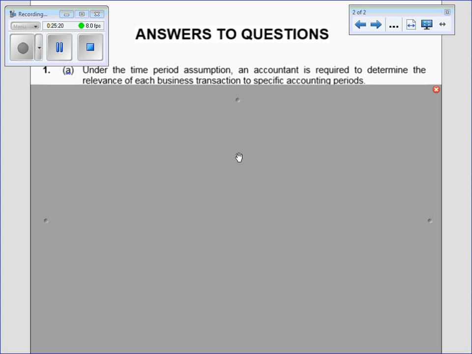1B, explain terms, fiscal year, calendar year, and interim periods. Why don't you try to put that down before I show you the answer? What's a fiscal year? What's a calendar year? And what are interim periods?